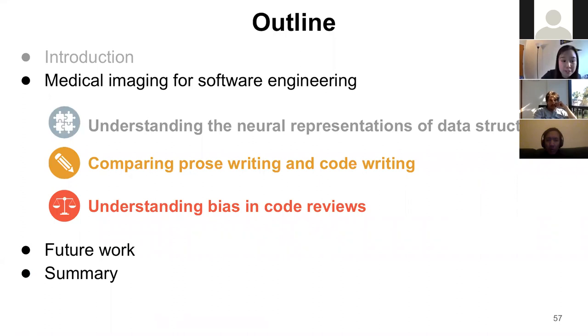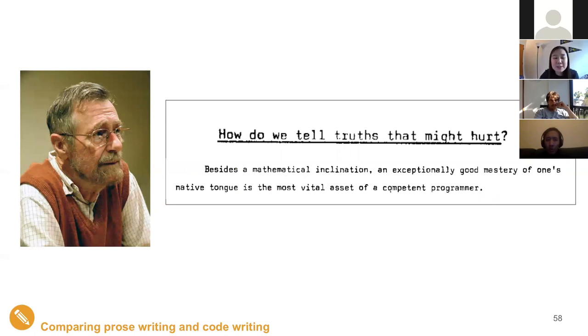So in the first study, we discussed the details and how medical imaging works. In the rest of the two studies, I will spend relatively less time and focus more on the experimental design and the findings. The second study is about writing code. Talking about code writing, in 1982, this computer scientist you can see on the screen, some of you may have already recognized him, this is Dijkstra, hinted at his own opinions on what makes a good programmer. He said in his paper that a good mastery of one's native tongue is the most vital asset of a competent programmer. Do you agree with Dijkstra or not on this claim?